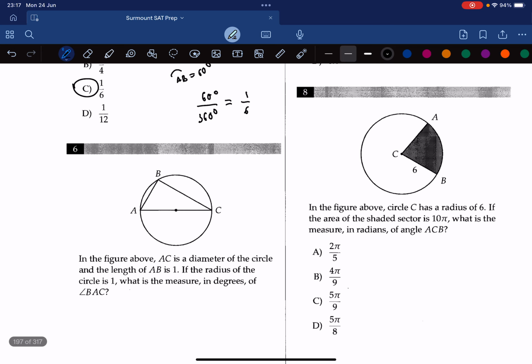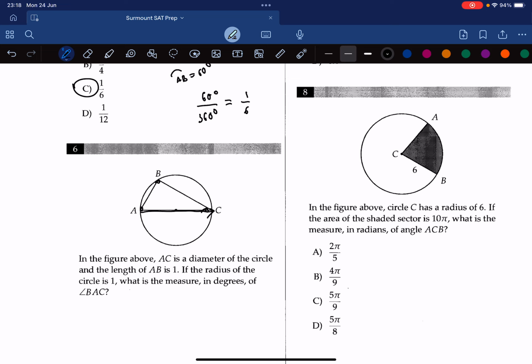Question 6, in the figure above, AC is the diameter of the circle and the length of AB is 1. If the radius of the circle is 1, what is the measure in degrees of BAC? Since BAC here is formed from the endpoints of the diameter, right? So there's a diameter here, and its measure is 90 degrees.